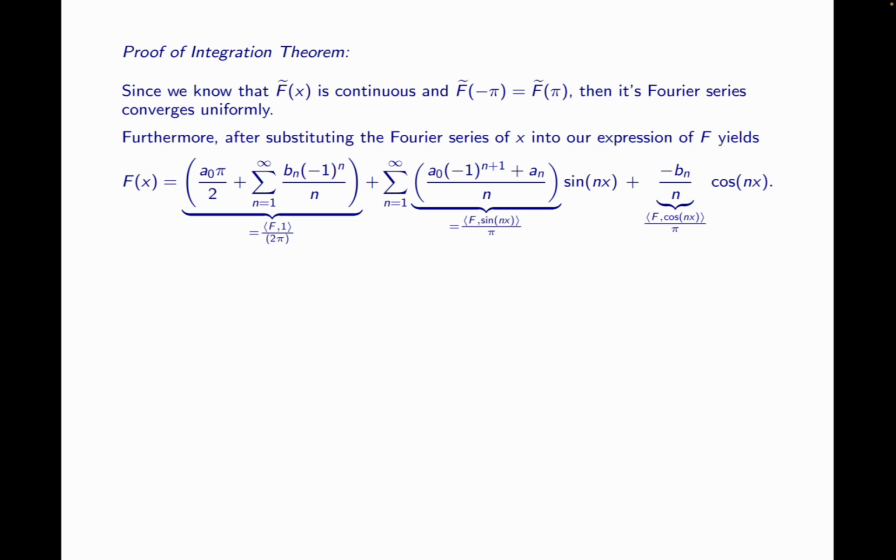Furthermore, after substituting the Fourier series of x into our expression of f, we get this formula. As I mentioned, we rearrange things so that we have the constant term, we have our sine terms, and we have our cosine terms. Now, a Fourier series is unique in the sense that if you have a function and you have its Fourier series, if two functions have the same coefficients, then they are the same function. They're at least equivalent in the L2 sense.